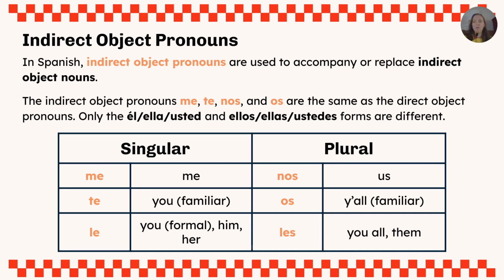The indirect object pronouns me, te, nos, and os are the same as the direct object pronouns. Only the él, ella, usted and ellos, ellas, ustedes forms are different. For él, ella, usted, we have le instead of lo or la. So le would be both masculine and feminine. And then for ellos, ellas, ustedes, we have les instead of los or las. So just like le, les is both masculine and feminine.